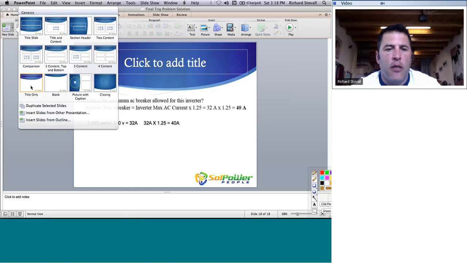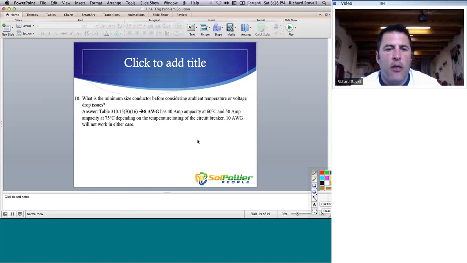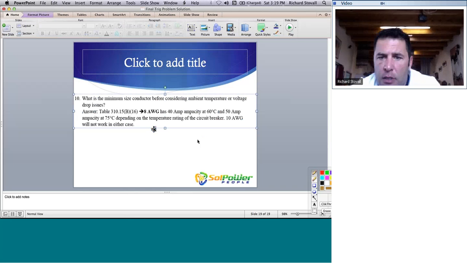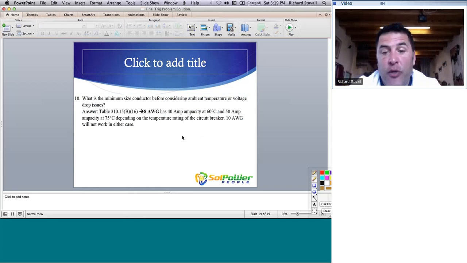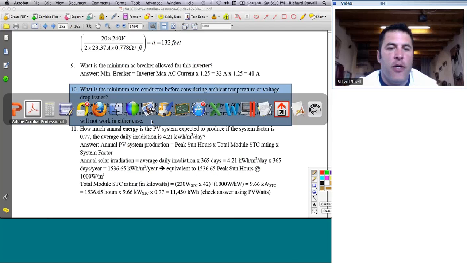All right. So, what is the minimum size conductor before considering ambient temperature or voltage drop issues? We've already discussed this to some extent. We determined that 8 gauge has a 40 amp ampacity at 60 degrees and 50 amp at 75 degrees, and 10 gauge will not work in either case, because the terminals of that circuit breaker, the terminals of the equipment that you're landing in, are not going to be rated for 90 degrees Celsius. While the ampacity of the 10 gauge conductor would work for a 40 amp circuit, and the insulation would work, the terminal connections are not rated for 90 degrees Celsius, therefore it needs to be the next size up, which is 8 gauge. We covered that pretty well, so I'm going to move on.